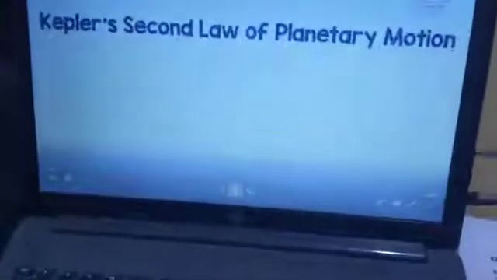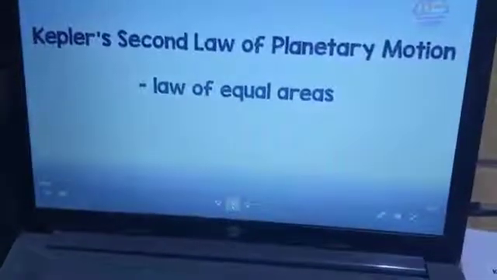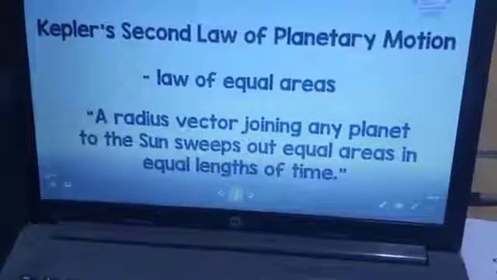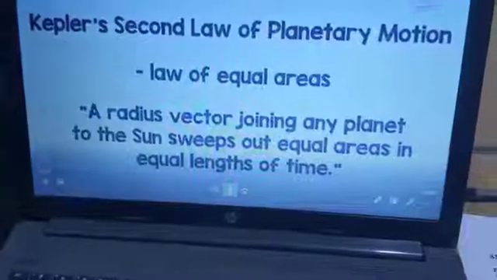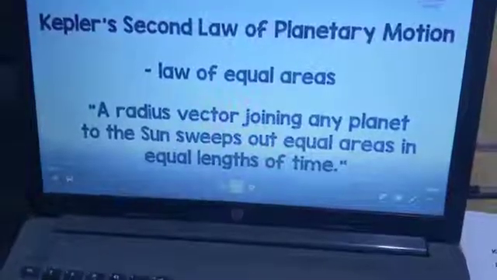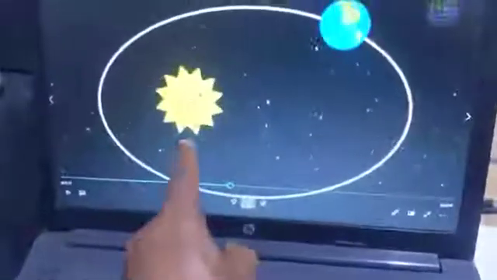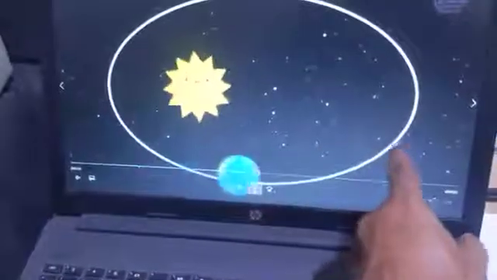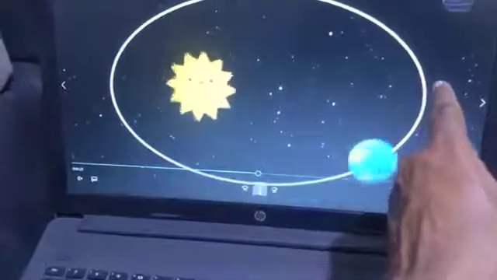Kepler's second law of planetary motion: the line joining the sun and the planet sweeps out equal areas in equal intervals of time. The other form is: the radius vector joining any planet to the sun sweeps out equal areas in equal time intervals. You can see here that our Earth is just starting to follow this elliptical orbit.